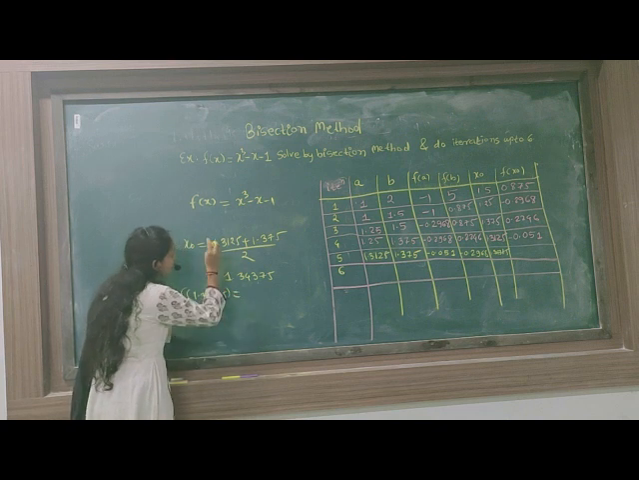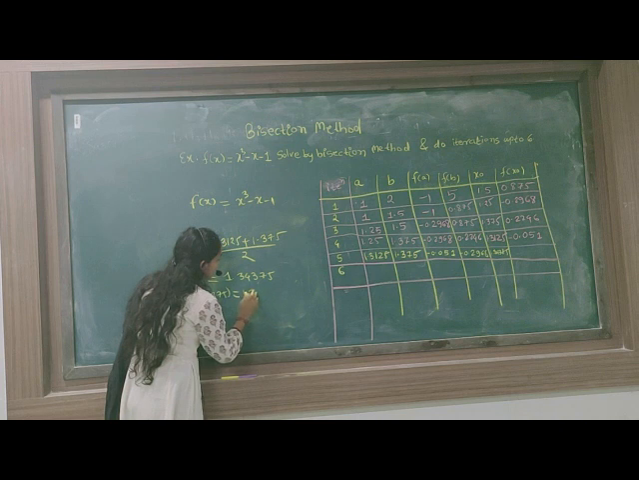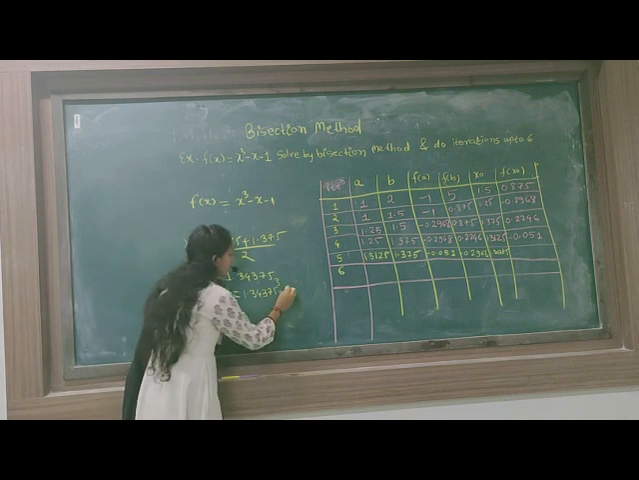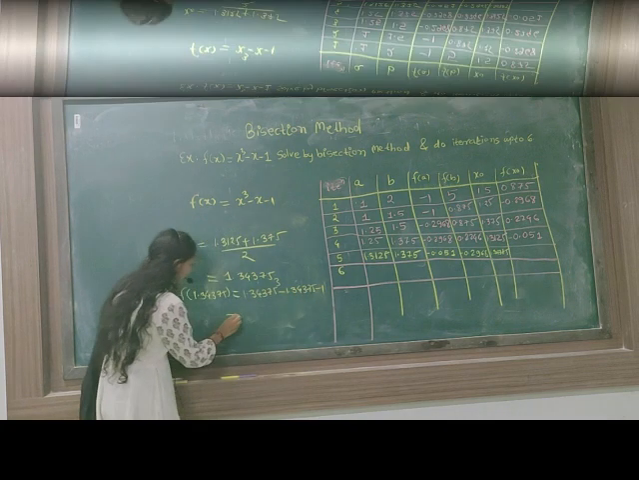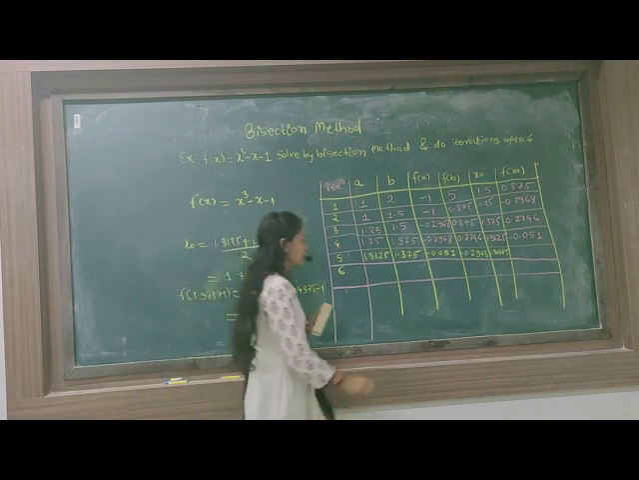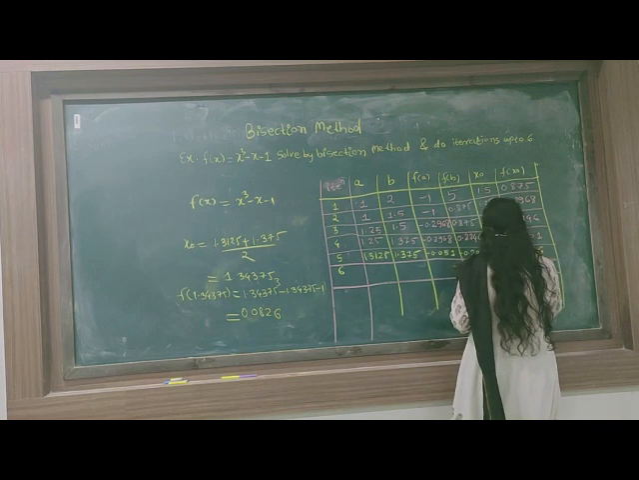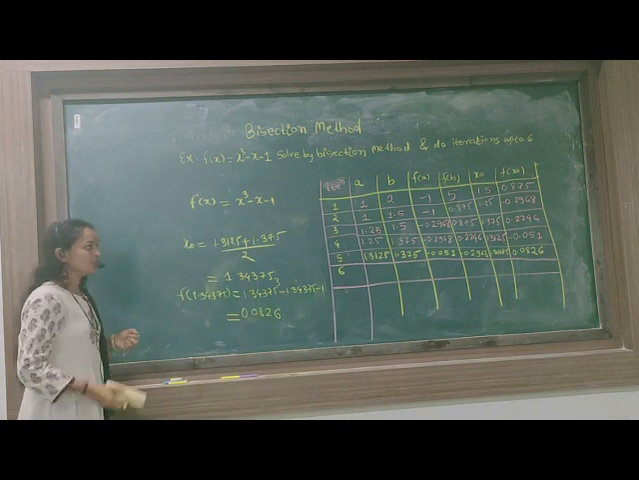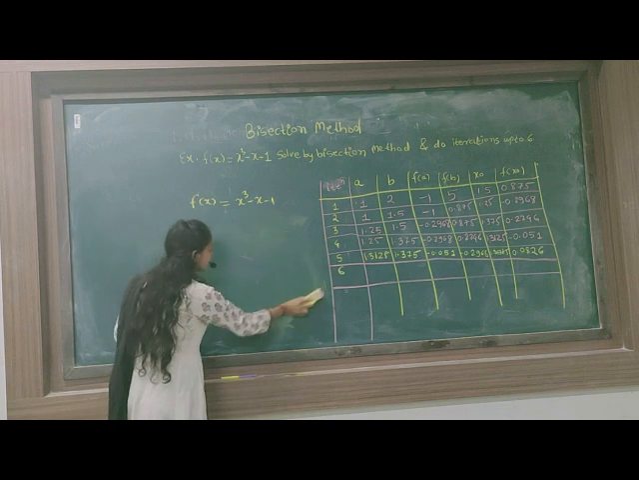For the same manner I am going to calculate the f of 1.34375. So I am going to just quickly put into this function, that is 1.34375 cube minus 1.34375 minus 1, 0.0826, right? So I got the value become 0.0826. Now in the same manner, I am going to just save the new value again, because I have to iterate up to the 6, right?